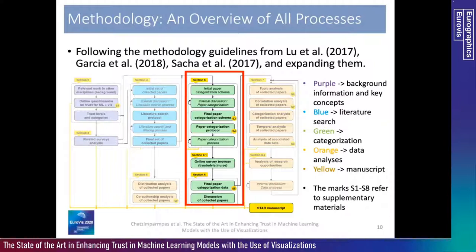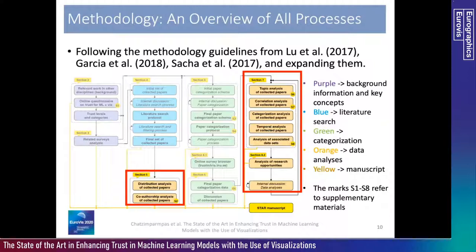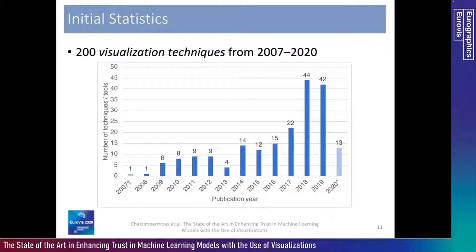In orange, we see the different data analyses we performed at a metadata level, with distribution analysis and generated co-authorship networks, and after the categorization for individual papers related to topics, correlations, temporal stats, and others. In this histogram, we can see the number of techniques we found and categorized for the various years from 2008 to 2020. For 2007, we did not search extensively, but we found one technique from the related work section of another paper. Obviously, 2020 was also not searched entirely since we stopped in January.